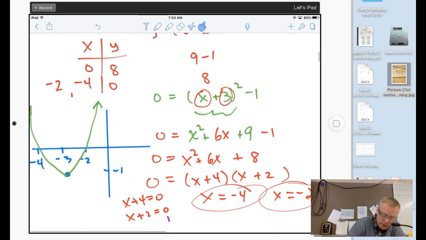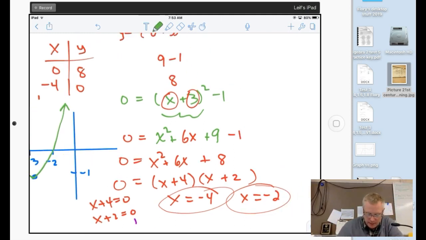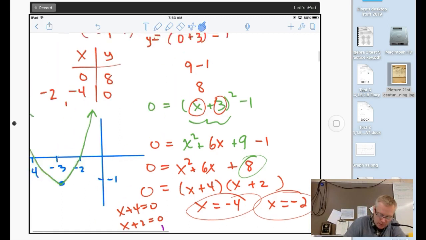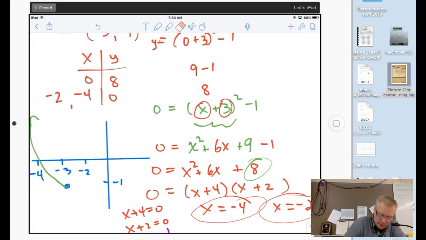Oh yeah, one more thing. I made a mistake up top there when I said the y-intercept. The y-intercept is going to be 8. So I should make my parabola hit 8. I'm going to say 8's right here. It's going to go through here and then go through there.